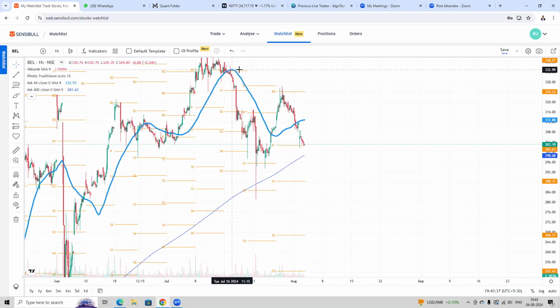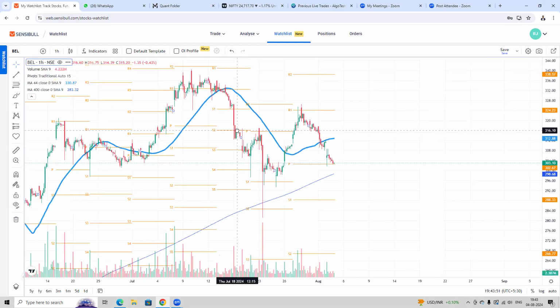See, already Bell gave a short call here. So here was the entry, 330. And where is the stop loss? The previous candle high, 330. We can see here the trend of the 44 days moving average in 1 hour is coming down. The candles are opening below the 44 days moving average.